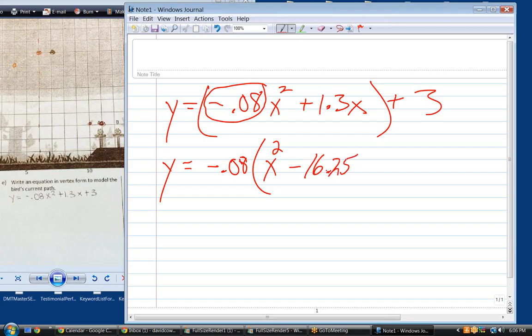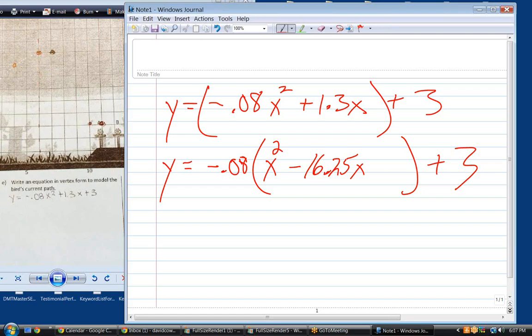16.25? Yeah. All right. Now, at this point, we haven't changed anything. We still have our original equation. The only thing I've done is factor out a negative 0.08 from these two terms. When I divide that by negative 0.08, I got 16.25. So now we're in a position to complete the square. You can't complete the square until you get that coefficient to be equal to 1.